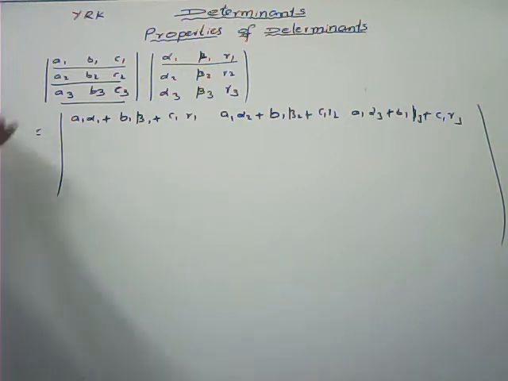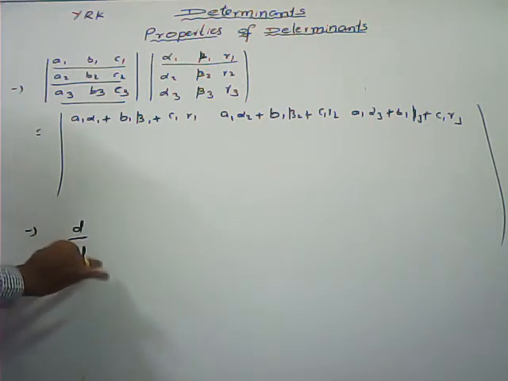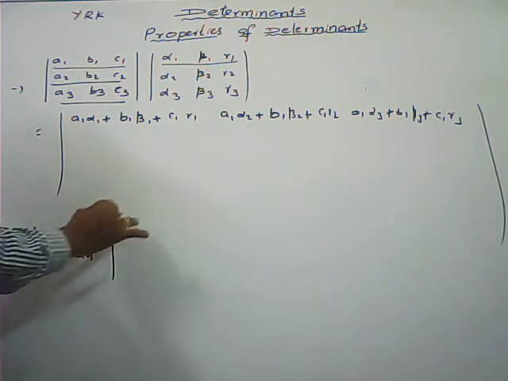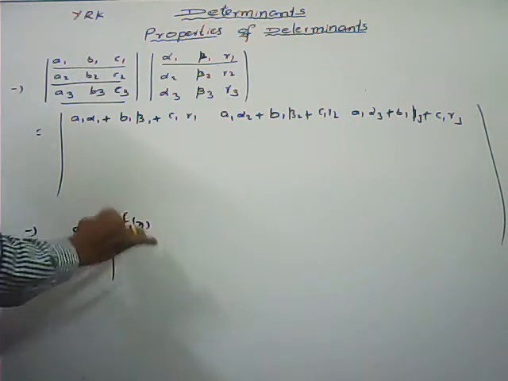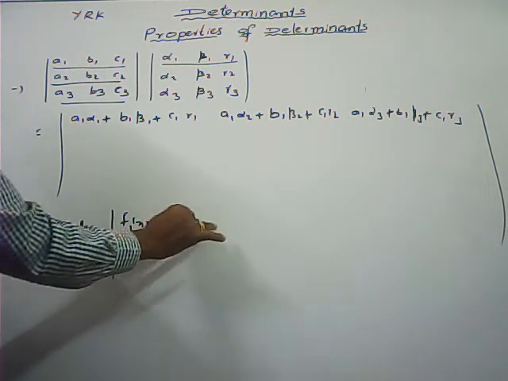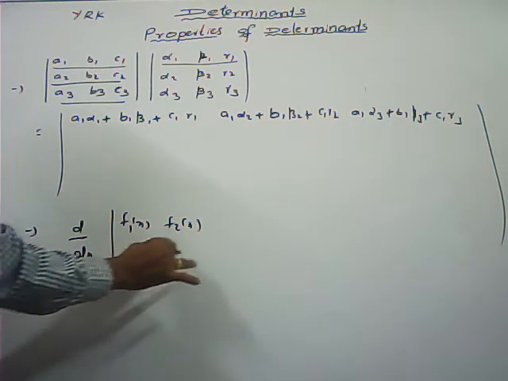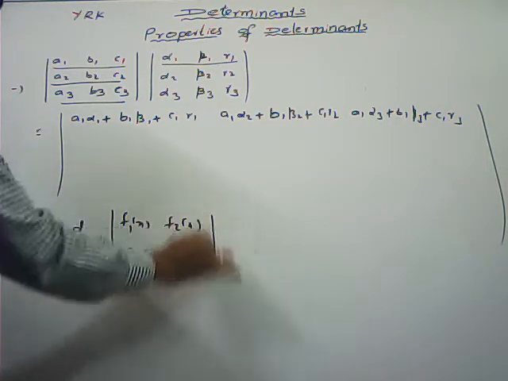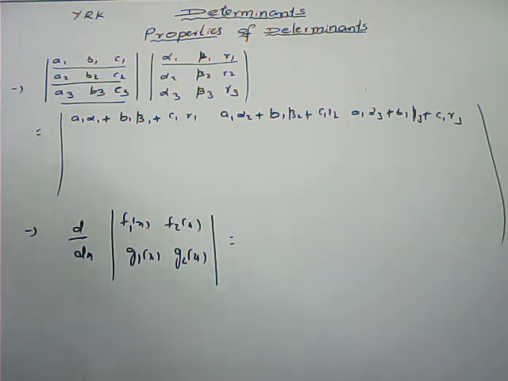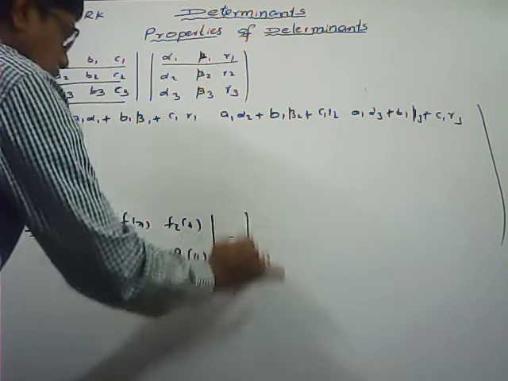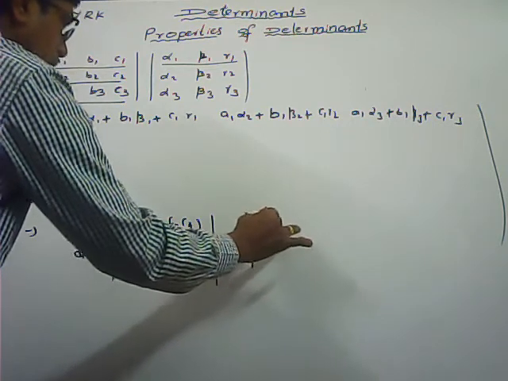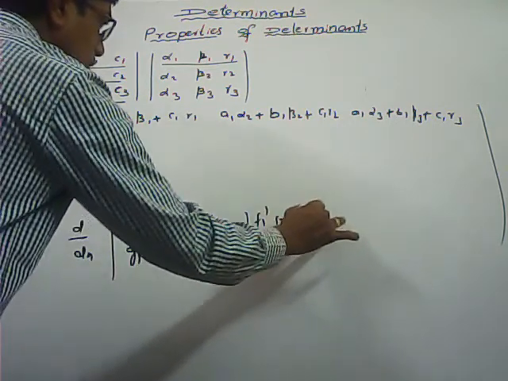And next, one more. How to differentiate if any determinant is given? Here f of x, f1 of x, f2 of x, g1 of x, g2 of x. Either it is 2 by 2 or 3 by 3 or 4 by 4, here we have to differentiate row wise. First we can differentiate the first row, f1 dash of x, f2 dash of x.